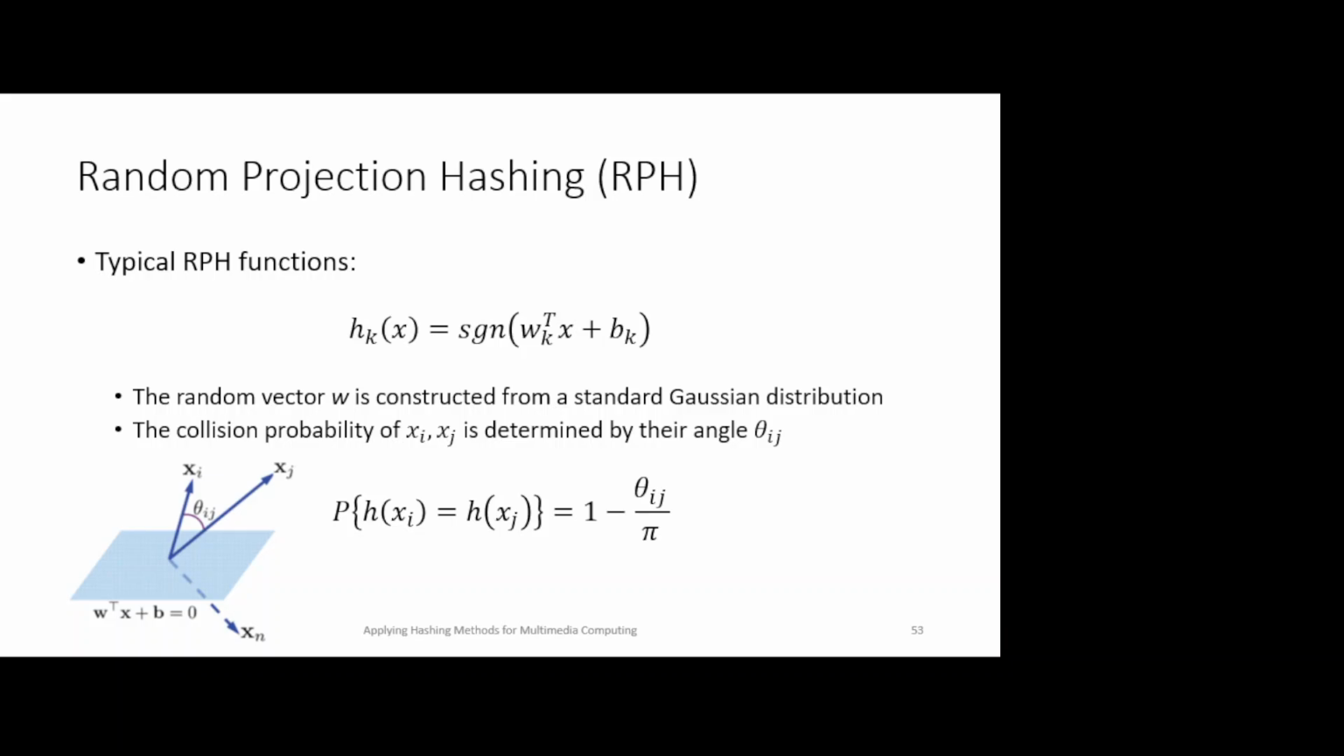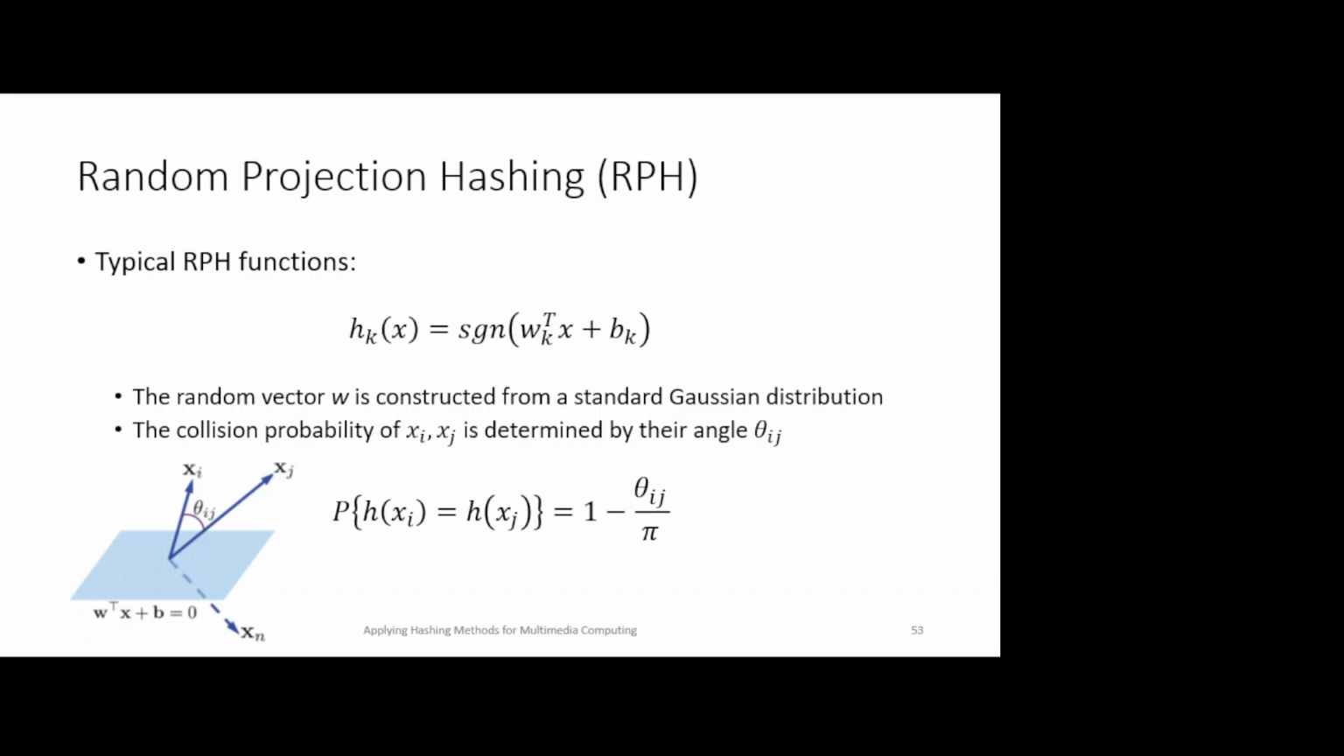First is random projection hashing. It's typically expressed like this. You see it's very similar to the general hash function, right? We have your weight w times x plus your bias b, and according to the value, we use the sign function to determine whether this bit is 1 or 0. If it's positive, we assign it as 1. Otherwise, it's 0.